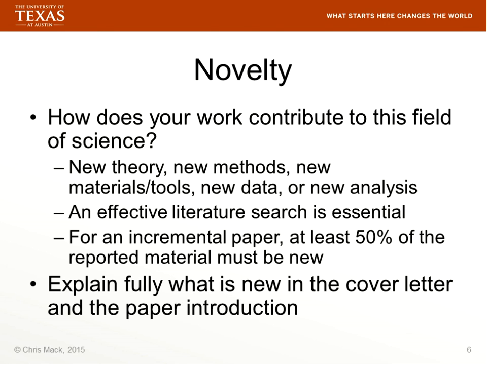Once you've picked the right journal to submit to, the next question to ask is, does your work have novel aspects? Is it contributing to this field of science? New theories, new methods, new materials, tools, data, analysis. Something has to be new, not been published before. How do you know if it's new? Well, you had better have done an effective literature search. I could go on for a while on how to do a good literature search, but I'm not going to have time to do that today.